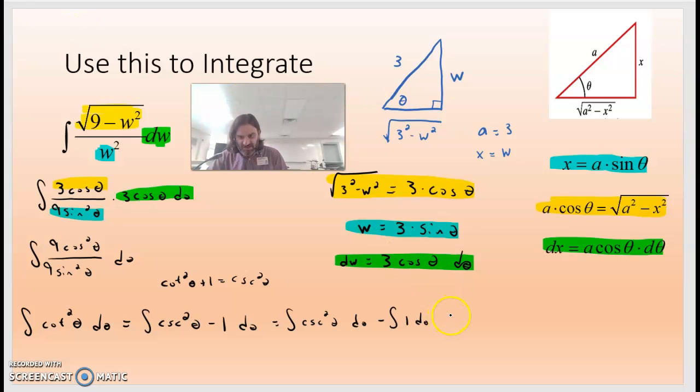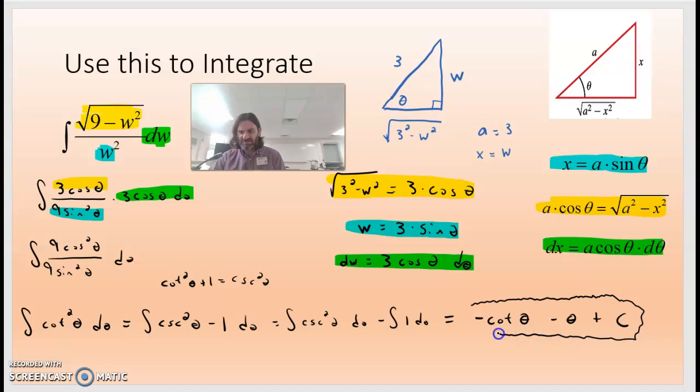There we go. Okay, so the integral of cosecant squared is negative cotangent, and the integral of 1, that'll be minus theta, and there'll be a plus c out here. But take a look at what we've got here. We've got negative cotangent of theta minus theta plus c. I'll put a circle around that, but that's not where we can stop.